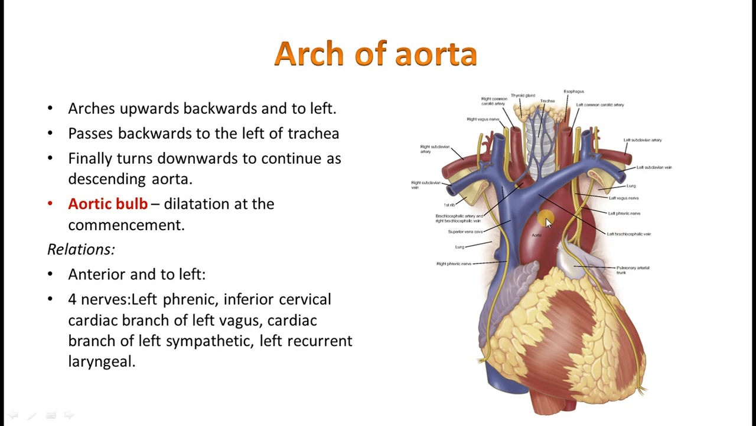Apart from that, you also have the left superior intercostal vein which will cross like this. It has been removed. You are able to see only the place where it is terminating into the left brachiocephalic vein. So one more structure anteriorly is the left superior intercostal vein.